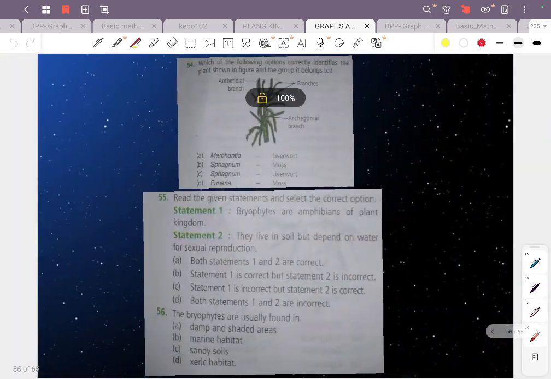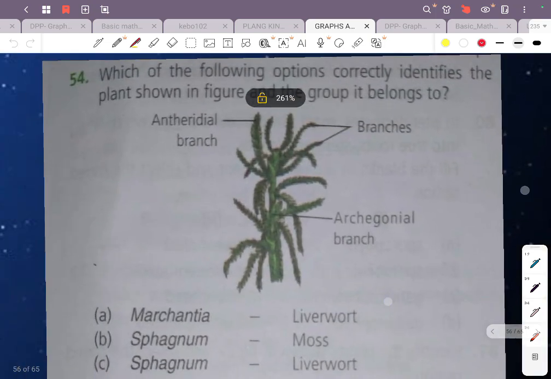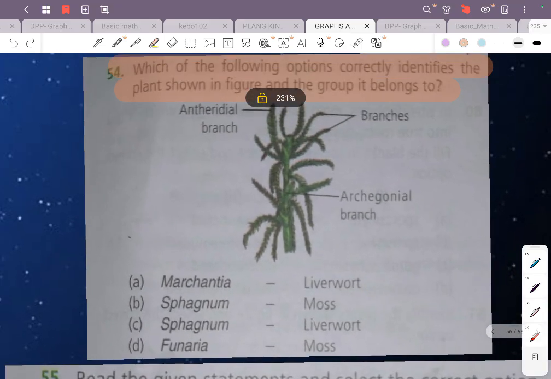The next question that we have on our screens is: which of the following options correctly identifies the plant shown in the figure and the group to which it belongs, right? So please tell me, what do you think it is? Is it A, Marchantia liverwort? Is it B, Sphagnum moss? Is it C, Sphagnum liverwort? Or is it D, Funaria moss?